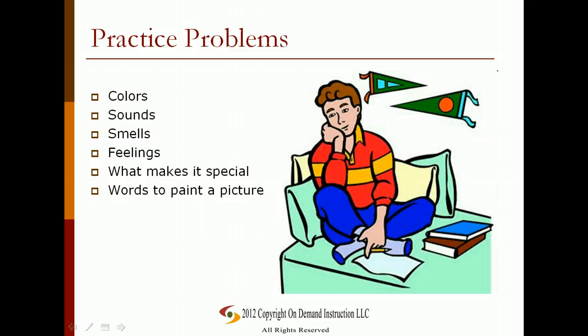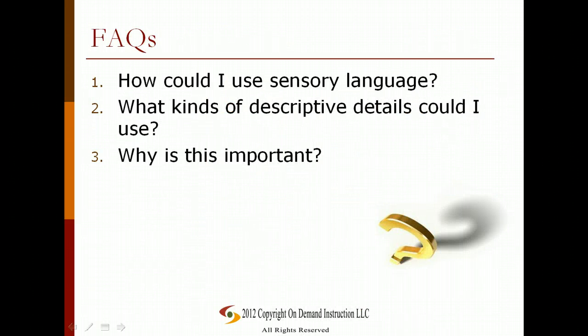How do you feel about this room? What makes it special to you? What words could you use to convey a vivid picture? How could I use sensory language? By describing what you see, hear, taste, or smell, or what kind of emotion you feel, you convey sense.